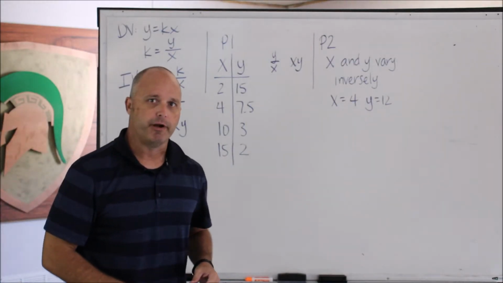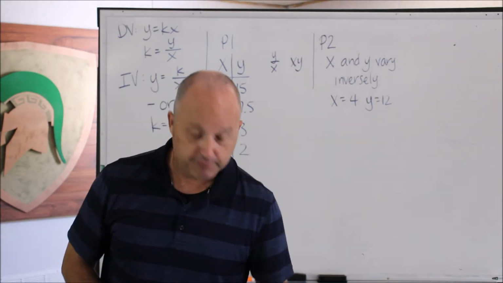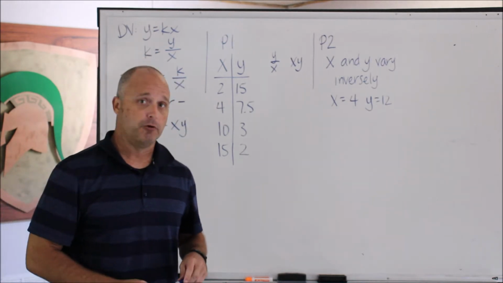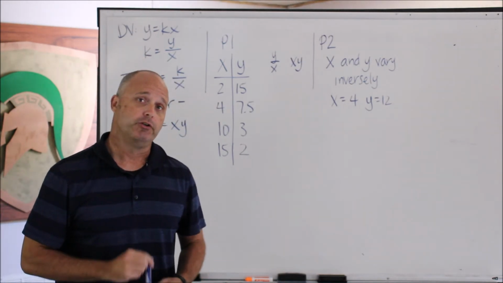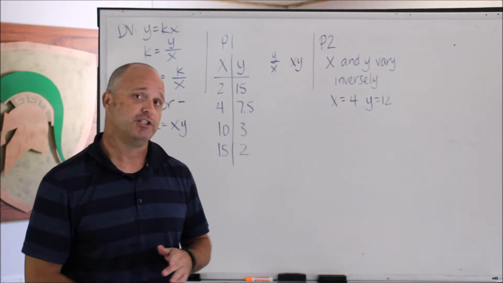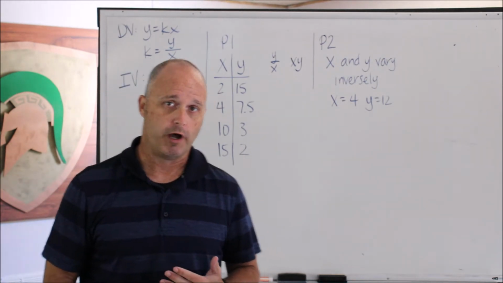All right, so we're looking at chapter 8.1 in the book, which starts on page 498. We're looking at inverse variation today. Now what we're going to do is take a look back at direct variation, which is something that you did starting in Algebra 1.